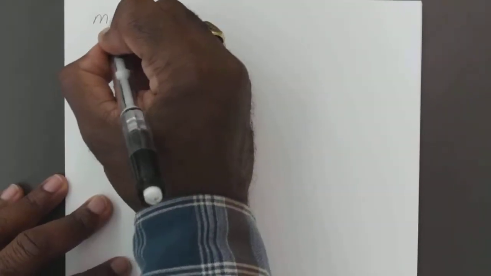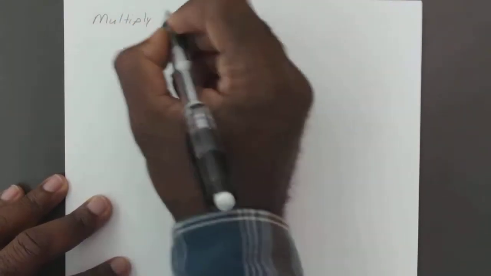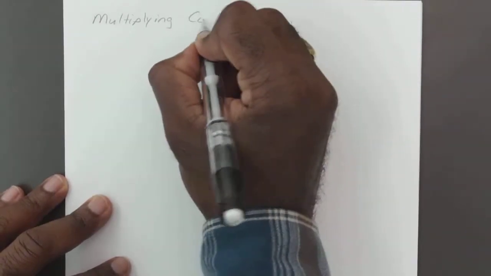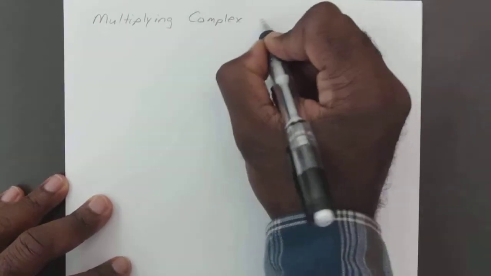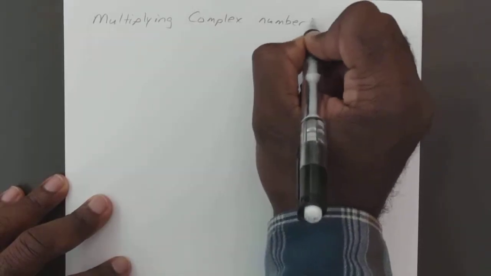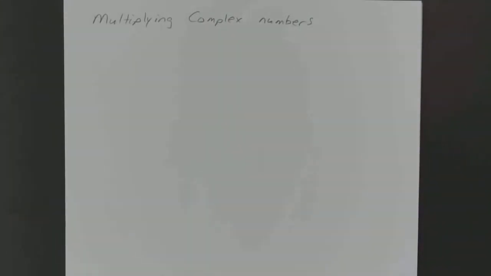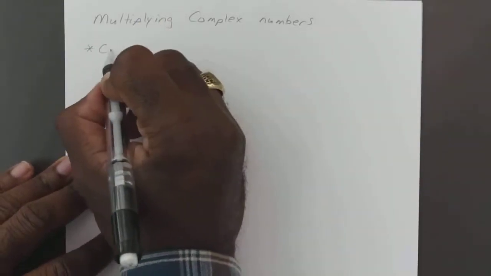Now we're going to go into multiplying complex numbers. Okay. Now you have to remember, complex numbers are not real numbers, so all the little rules that we normally would use for real numbers, we can't use with complex numbers. Okay, so let's say, write that down.